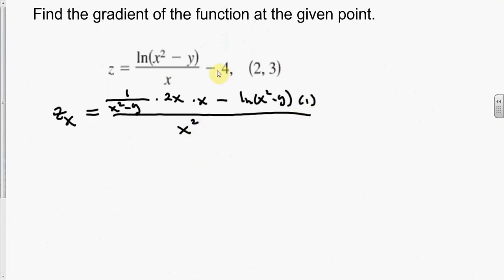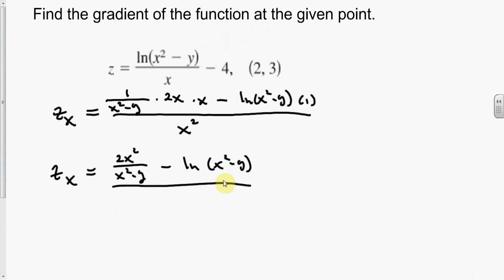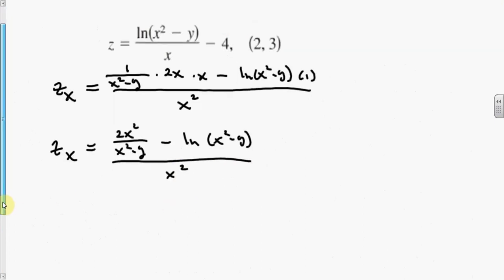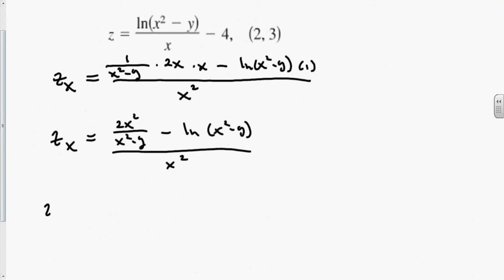Take the derivative of that negative 4, that's just 0, so that goes out. So here we have 2x squared over x squared minus y, minus the natural log of x squared minus y, all over x squared. We compute that at the point 2 comma 3.